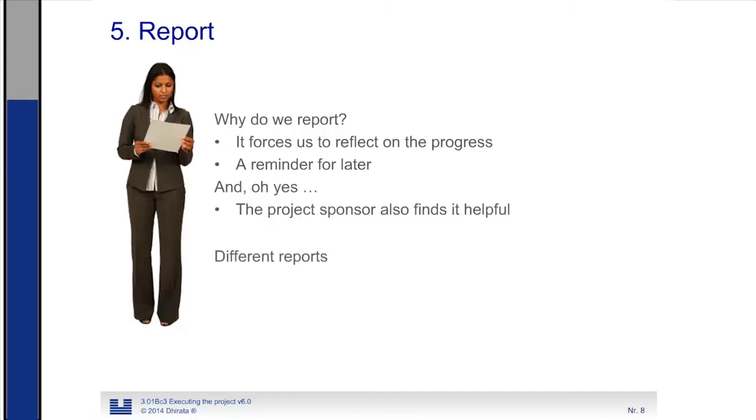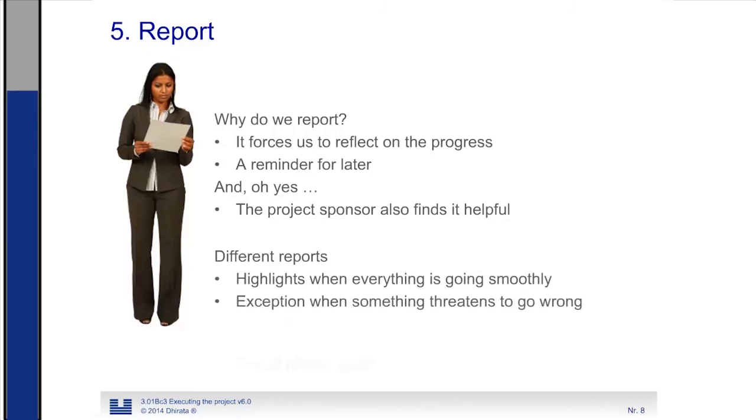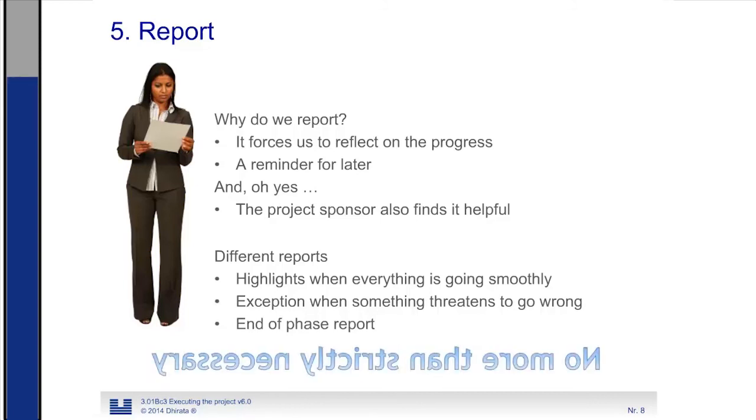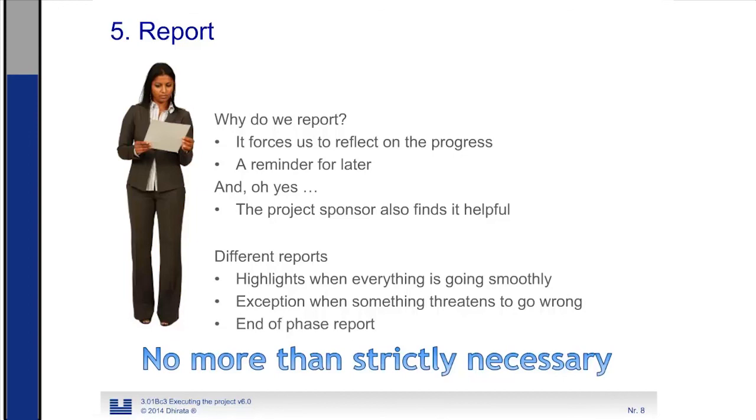There are different types of reports. First we have a highlight report, when everything is going smoothly. Then we have an exception report when something threatens to go wrong. And finally, at the end of each phase, we have an end phase report. But when we talk about reporting, we do not report more than is strictly necessary.